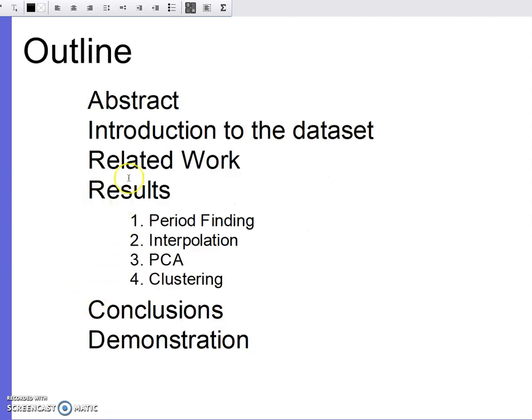The outline for what's going to come, and I'm hoping to finish this in 15 minutes or less: I'm going to show you the abstracts, introduce you to the data set, give you some references, talk about how I got my results, draw some conclusions, and then show you how the software works.